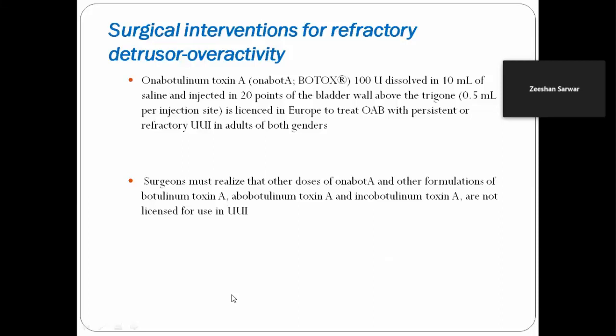Surgeons must realize that other doses of botulinum toxin A and other formulations of botulinum toxin are not licensed for use in urinary incontinence.